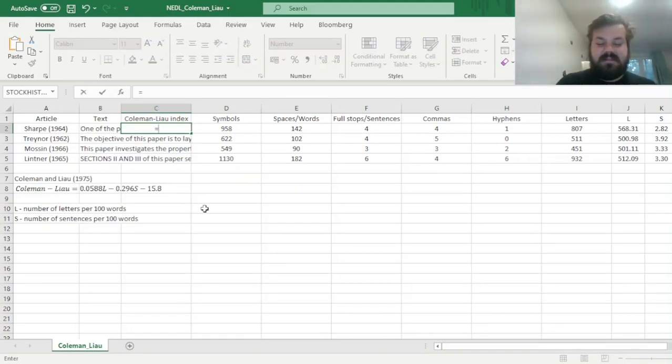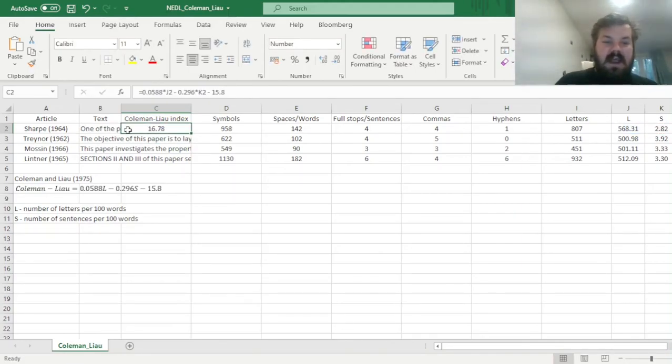So we multiply 0.0588 by the L value, then we subtract 0.296 times the S value, and then we subtract a constant of 15.8. And we can see that the Coleman-Liau index of the Sharpe 1964 abstract is 16.78, meaning that this particular paper is ultimately appropriate only for fourth year undergraduates or master's students, as this value is quite high.